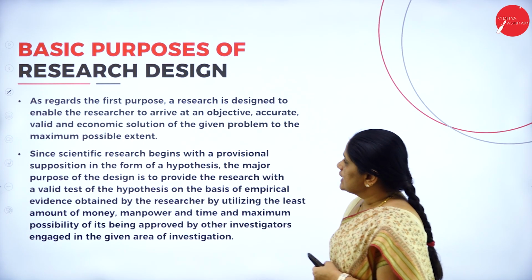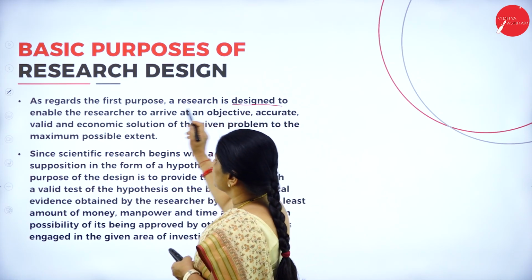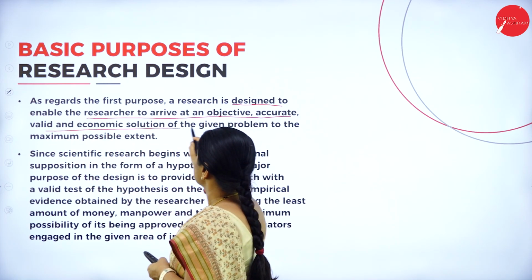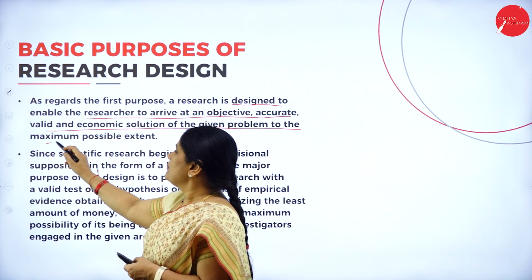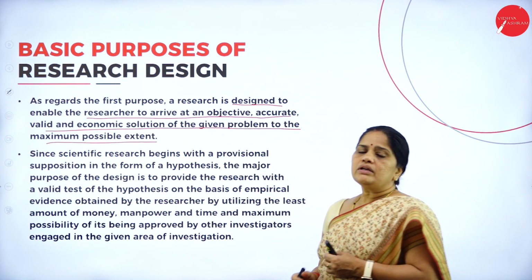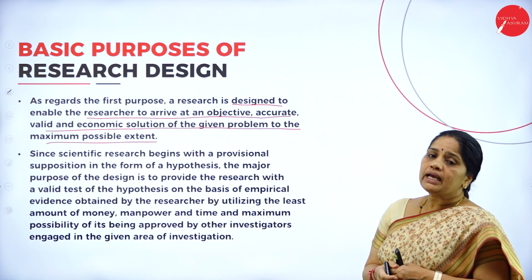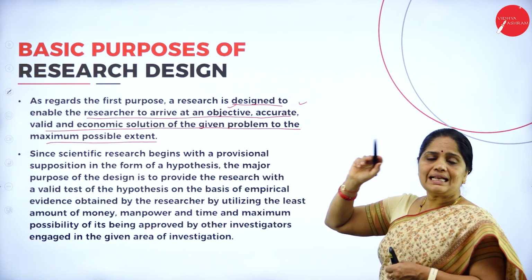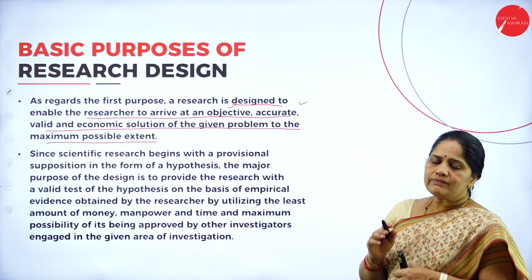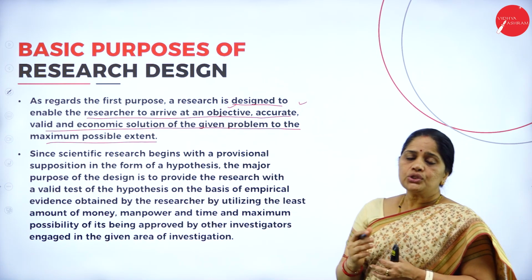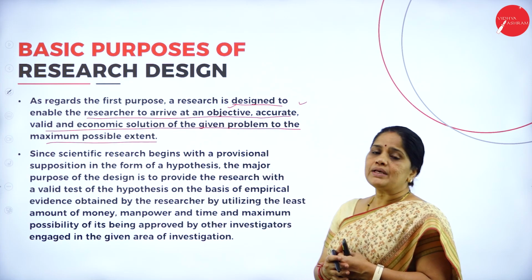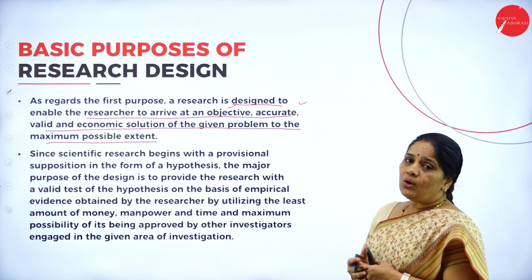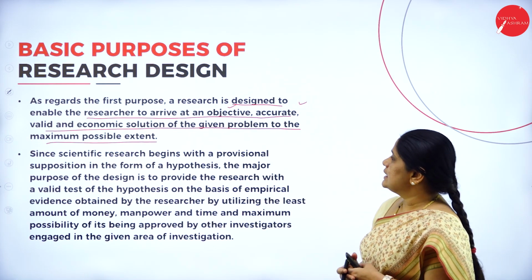Then, as regards the first purpose, a research is designed to enable the researcher to arrive at an objective, accurate, valid and economic solution of the given problem to the maximum possible extent. So, the first basic purpose of the research design is to arrive at an objective, accurate, valid and economic solution to the problem. So, whatever solution he is trying to find through his research for any of the research problems, the solution should be objective, accurate, economic and valid. Only then can that be a good research design.